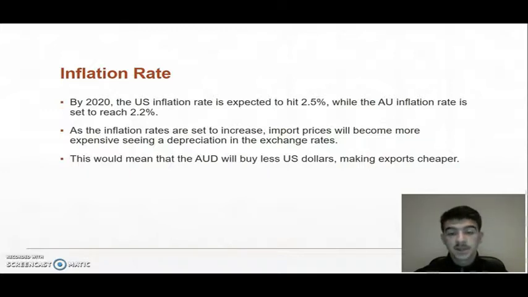As inflation rates increase, import prices will obviously become more expensive, seeing a depreciation in the exchange rates. That would mean that the Australian dollar will buy less US dollars, making exports cheaper.